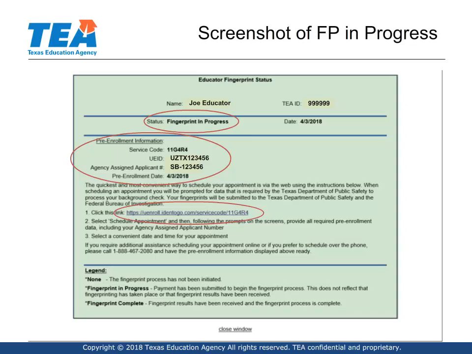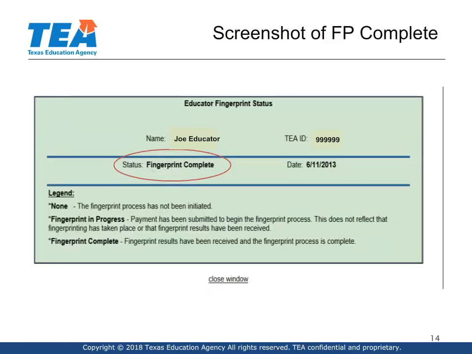The fingerprint status screen may also be referenced if the applicant has lost, misplaced, or deleted the Identogo appointment scheduling email. The link for appointment scheduling is displayed here, as well as the service code and the UEID number. Once fingerprinting results have been received and are present in the Educator file in ECOS, the fingerprint status page will display the applicant's fingerprint status as Fingerprint Complete.